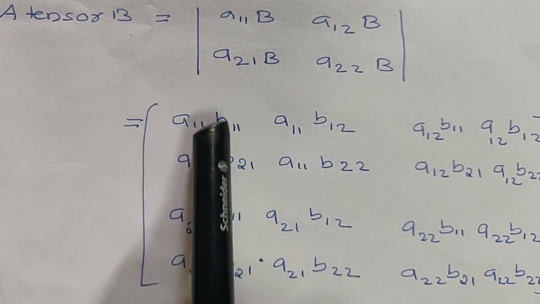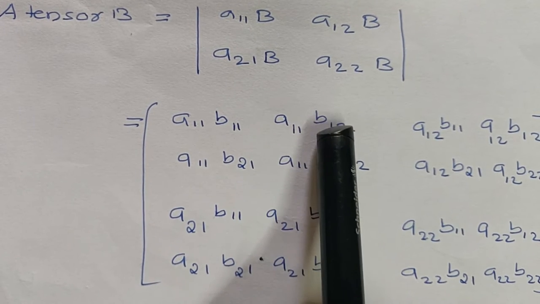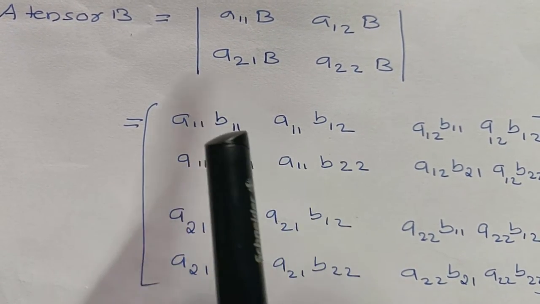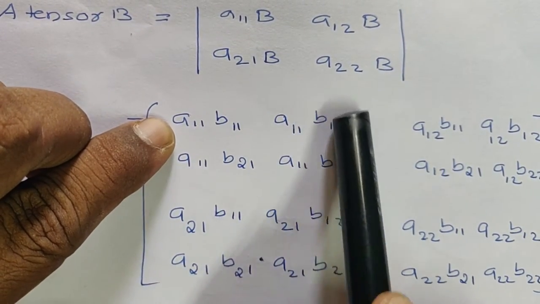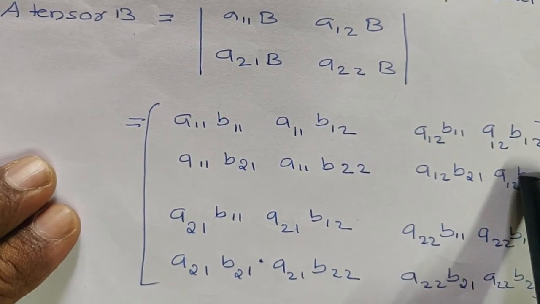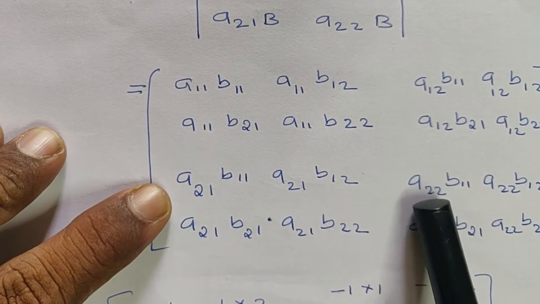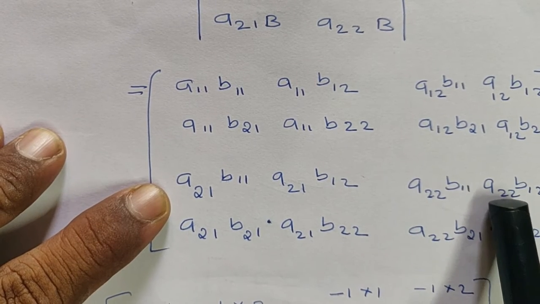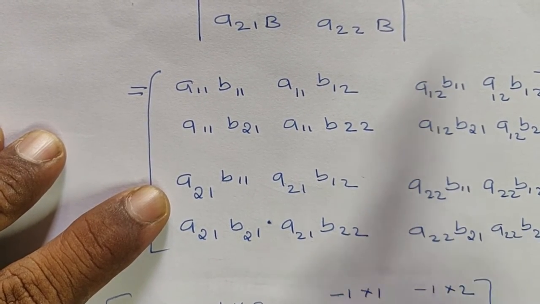A 11 into B matrix, that is A 11 into B 11, A 11 into B 12, A 11 into B 21, A 11 into B 22. That means the first element A 11 into matrix B. Similarly, A 12 into matrix B, A 21 into matrix B, and finally A 22 into matrix B, that is A 22 into B 11, A 22 into B 12, A 22 into B 21, A 22 into B 22.